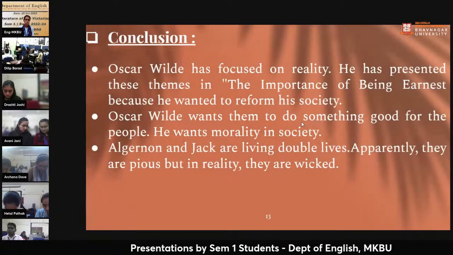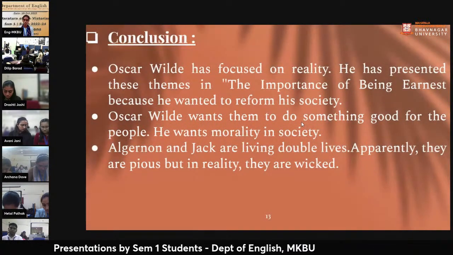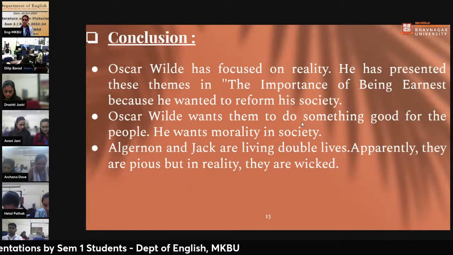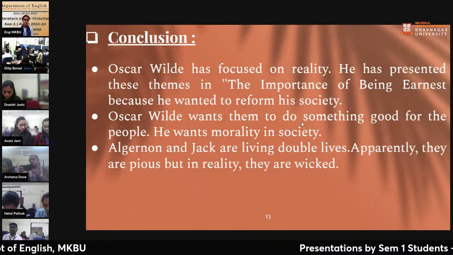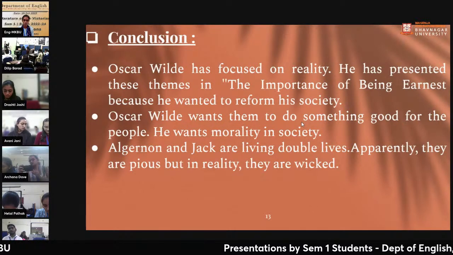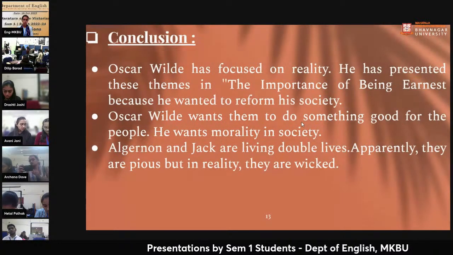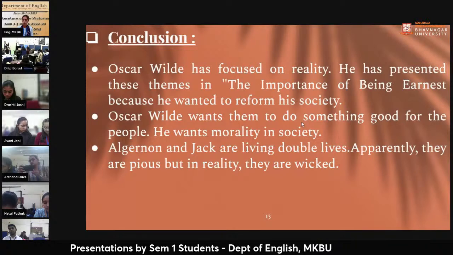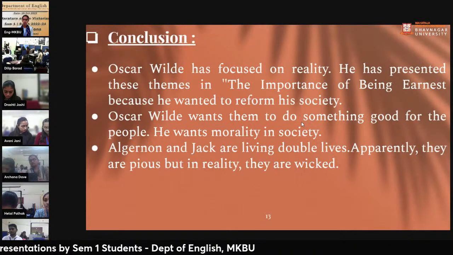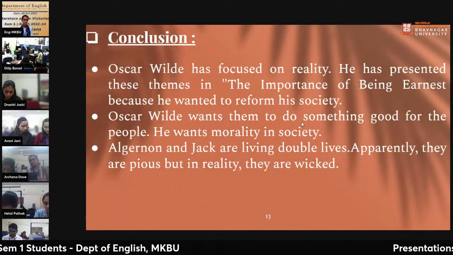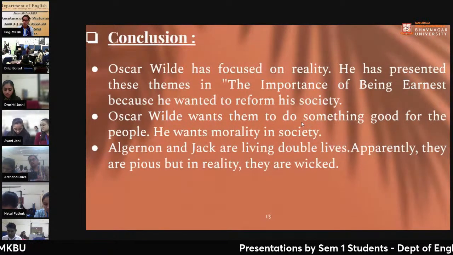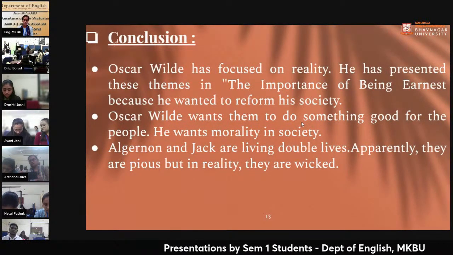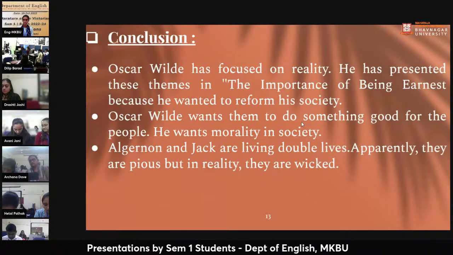To conclude, Oscar Wilde has focused on reality. He has presented these themes in The Importance of Being Earnest because he wants to reform his society. Oscar Wilde wants them to do something good for the people. He wants morality in society. Algernon and Jake are living double lives. Apparently, they are pure, but in reality, they are weak.